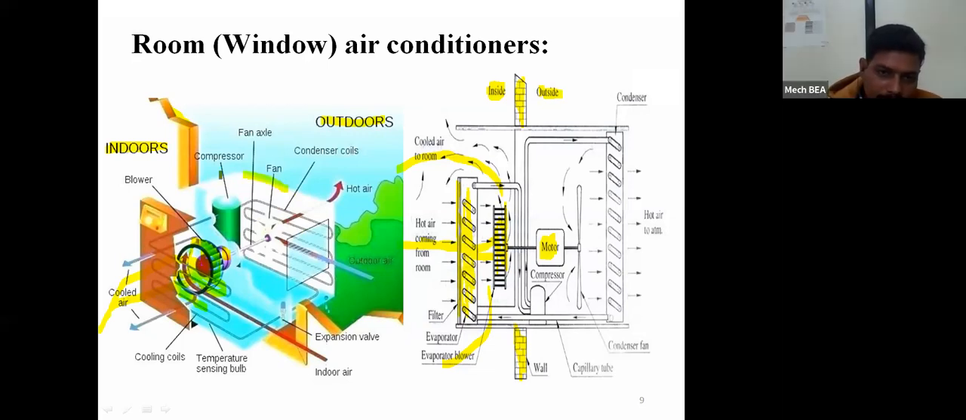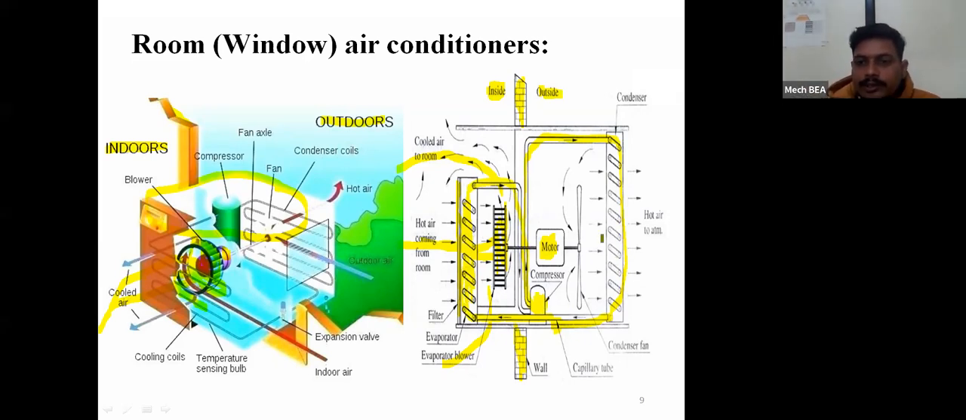This entire unit is compact. Only the indoor part will face inside the room, and the outdoor part will face towards the atmosphere. The outside part consists of the compressor. The outlet of the compressor is provided to the condenser. This is the condenser coil. The outlet of the condenser is provided to the capillary tube, the outlet of the capillary tube is provided to the evaporator, and the outlet of the evaporator is again provided to the compressor. So this is the VCRS system only.